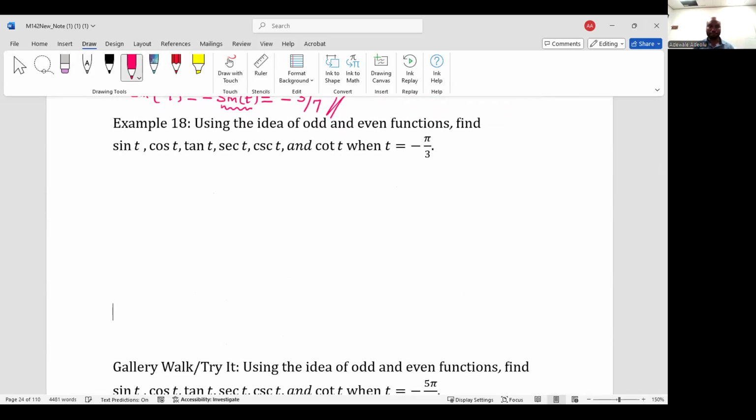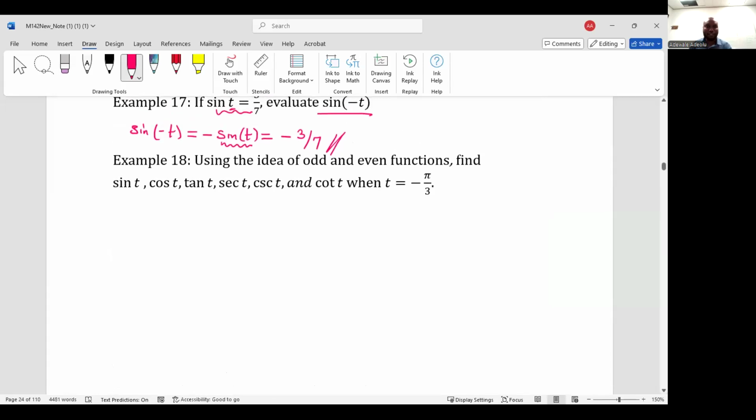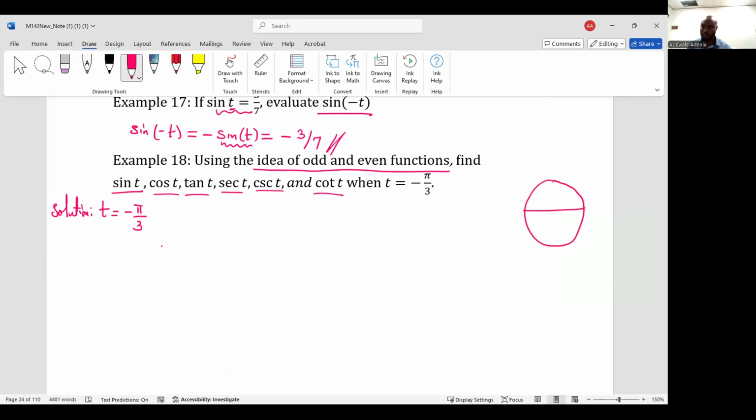Okay. Let us look at this. Using the idea of odd and even functions, find sine of t, cosine of t, tangent of t, secant of t, cosecant of t, and cotangent of t. So quickly, let us solve this. Solution. Our angle is negative pi over 3.